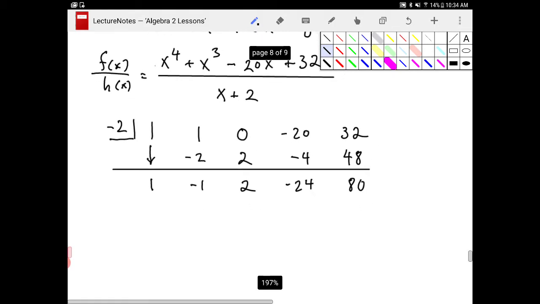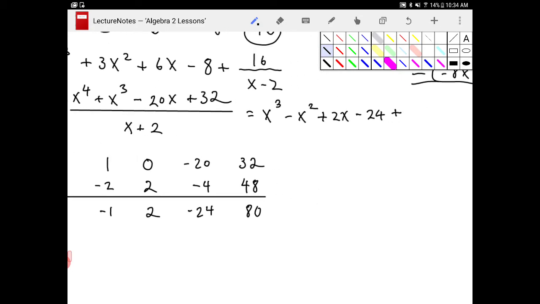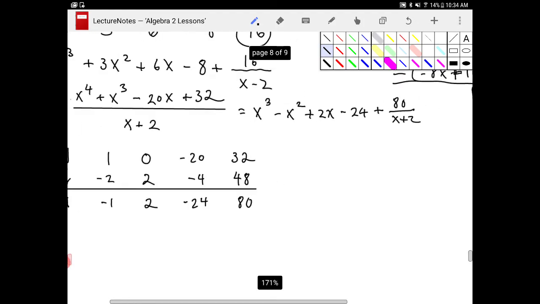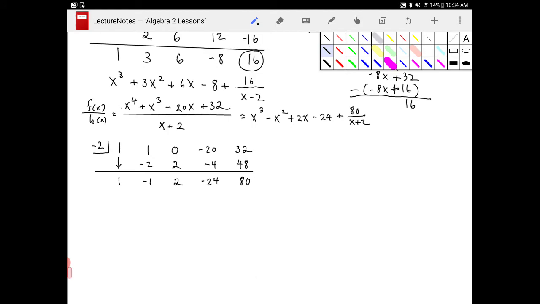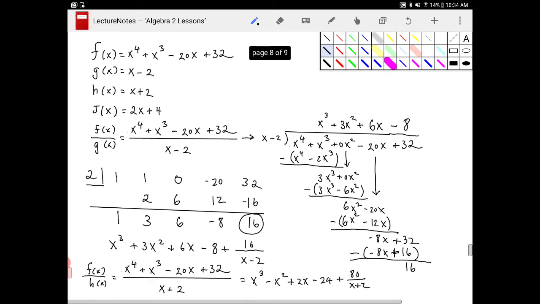So what is the result then? This is the same thing as x to the third minus x squared plus 2x minus 24 plus 80 over x plus 2. All right. Let's try one more time.